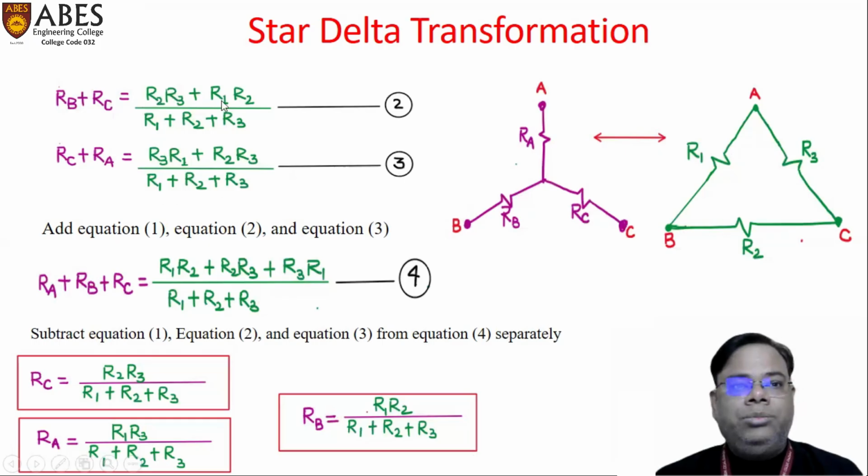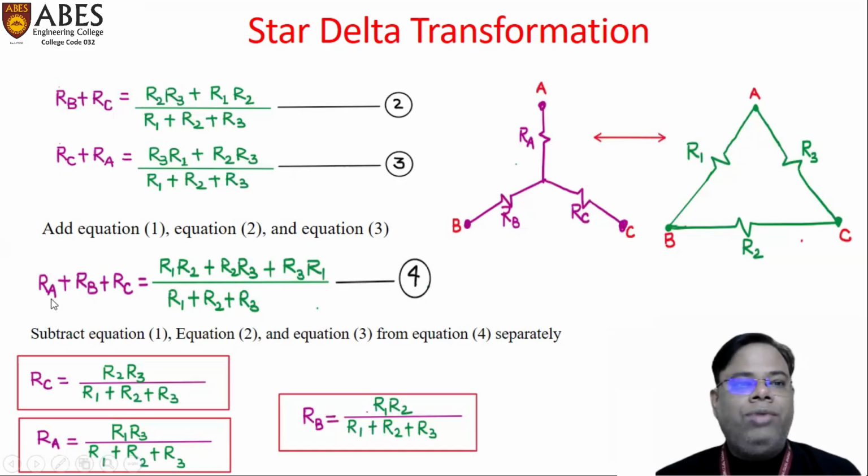These are the three expressions that would help us find the expressions of RA, RB and RC in terms of R1, R2 and R3. R1, R2 and R3 are the resistances of the delta combination, and RA, RB, RC are the resistances of the star combination. After adding equations 1, 2 and 3, you will get RA plus RB plus RC equal to R1 R2 plus R2 R3 plus R3 R1 divided by R1 plus R2 plus R3. This is equation number 4.